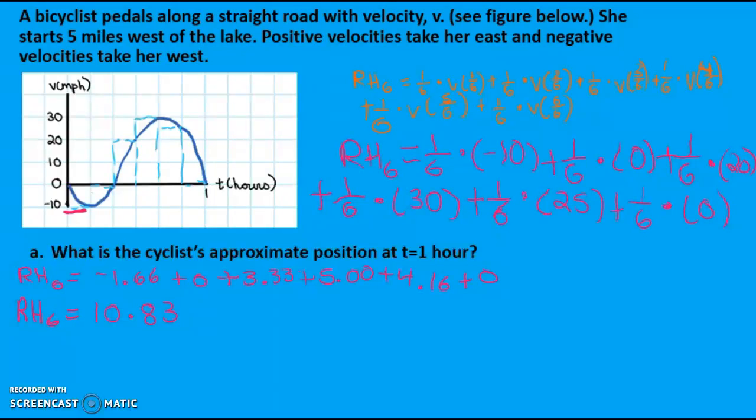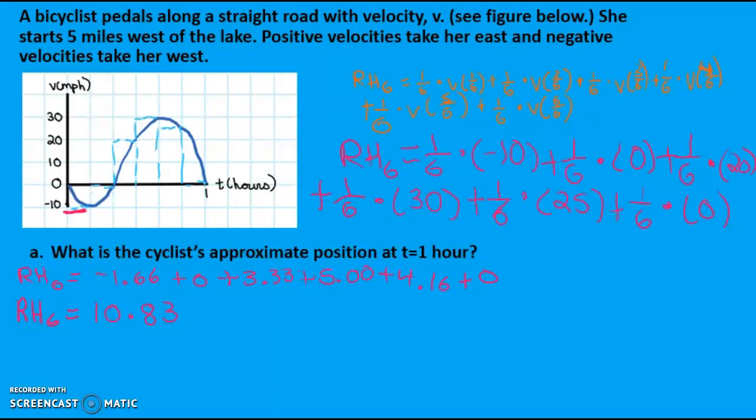but it asks us, what is the position at t equals 1 hour? In order to find this, we need to look back to the problem and see that the cyclist starts initially 5 miles west of the lake. That's going to be important for calculating the position, because the position is not just going to be 10.83. So let's start off by saying that, I'll go ahead and do this in a different color to make it a little different.